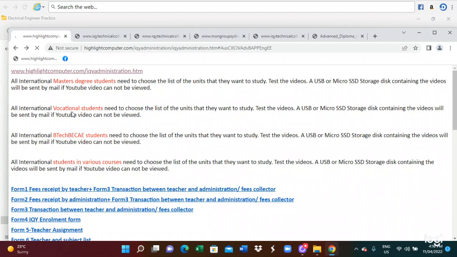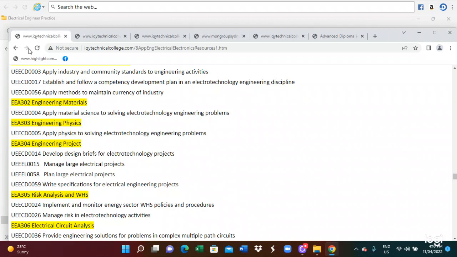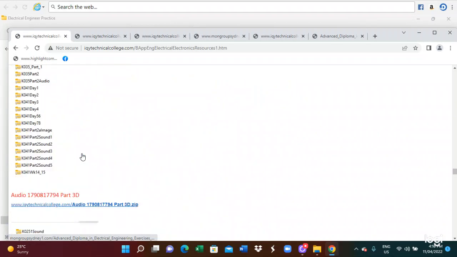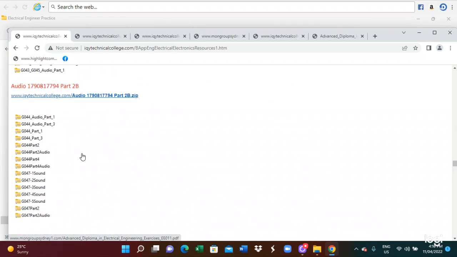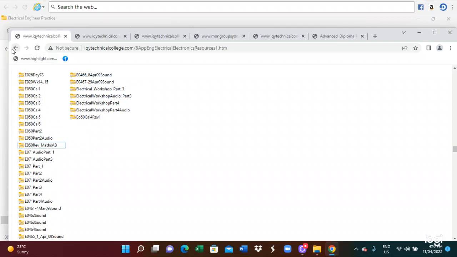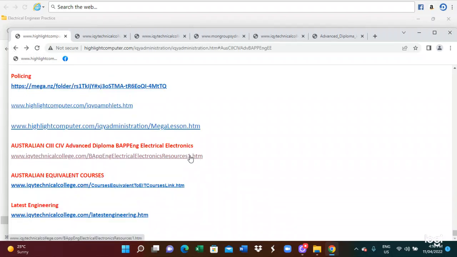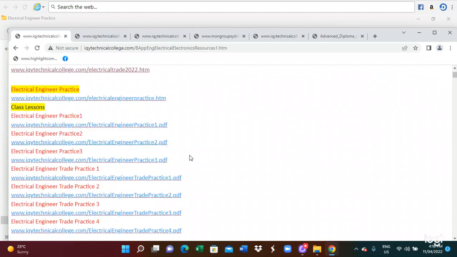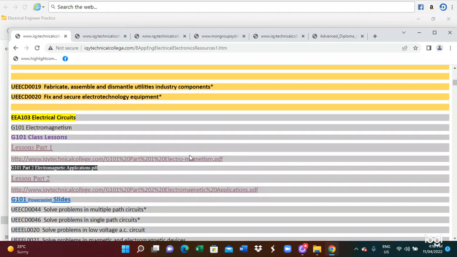So this is a study program for the advanced diploma level. This is the way that you can study the advanced diploma in electrical engineering. Together with the electrical trades principles, I am introducing some of the advanced diploma aspects.